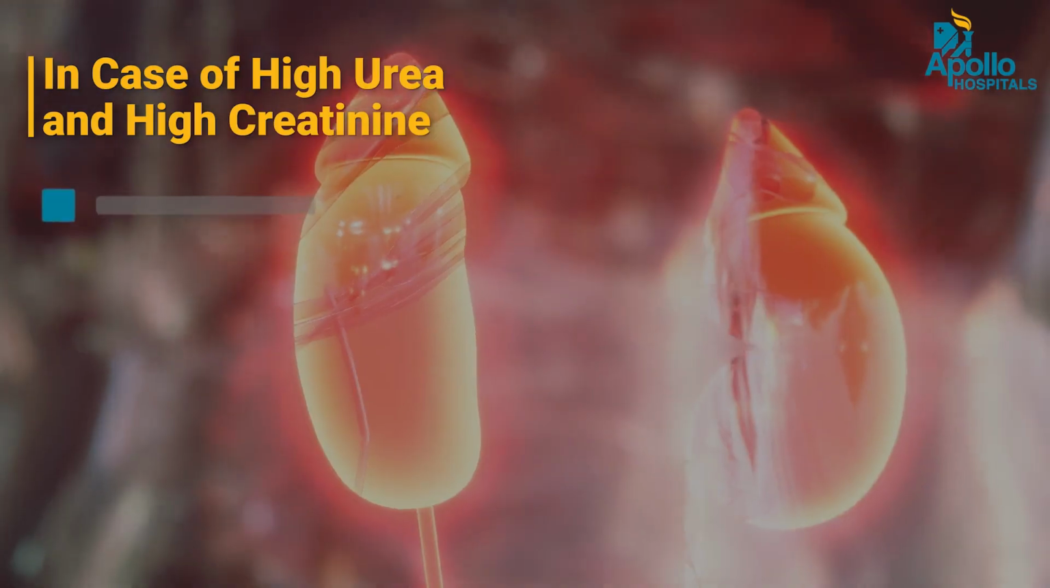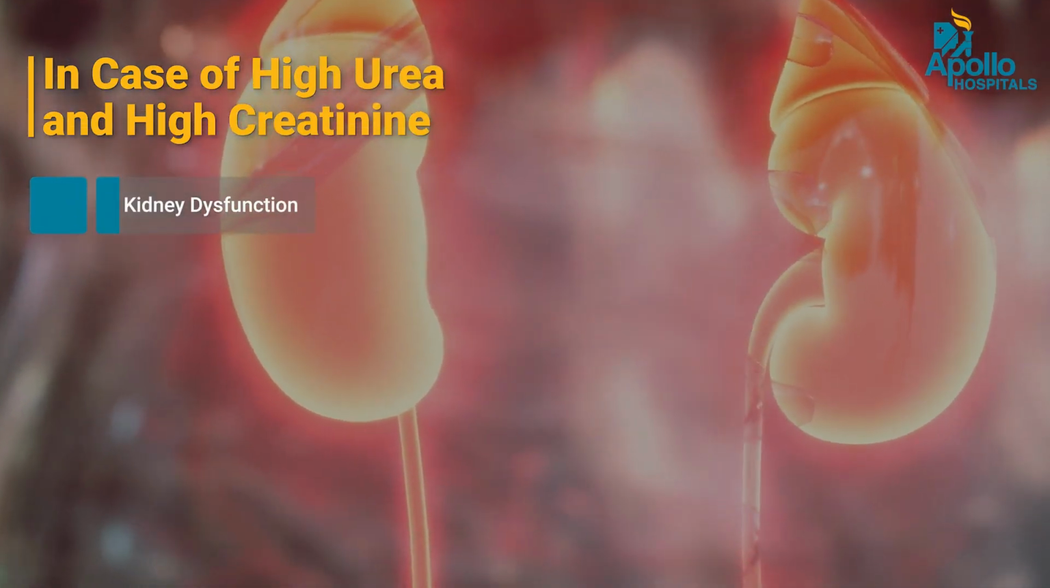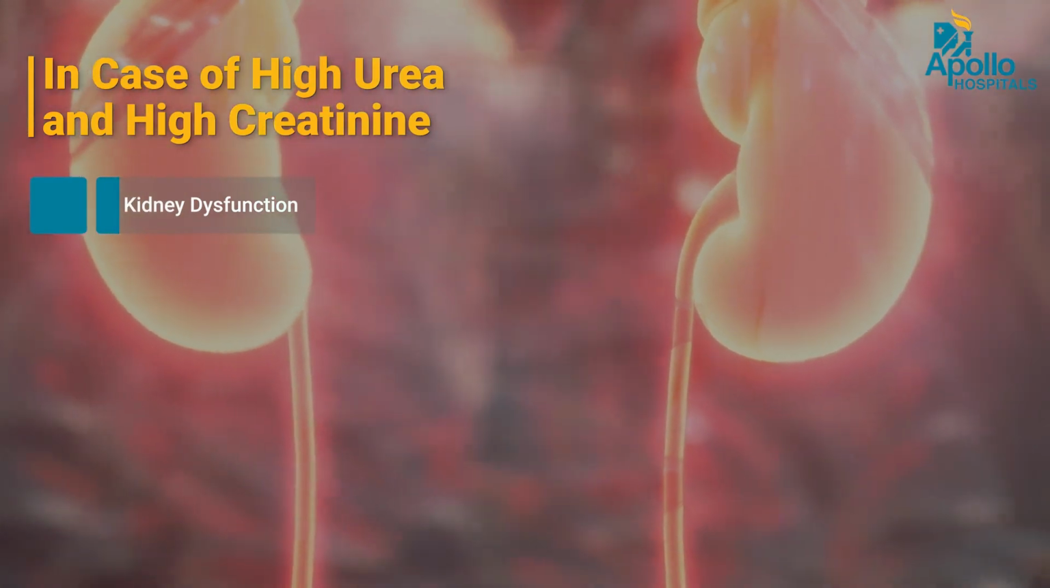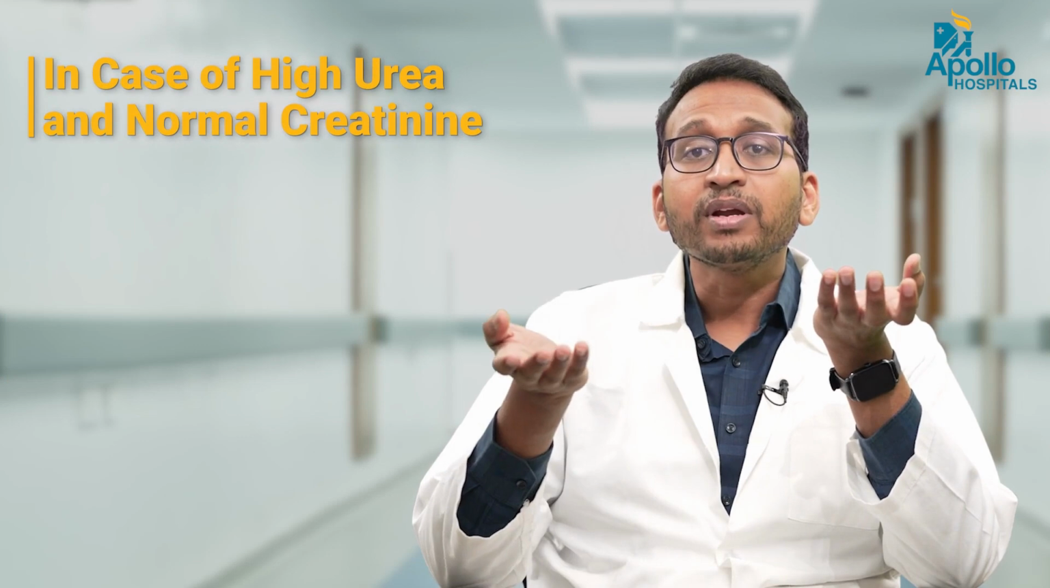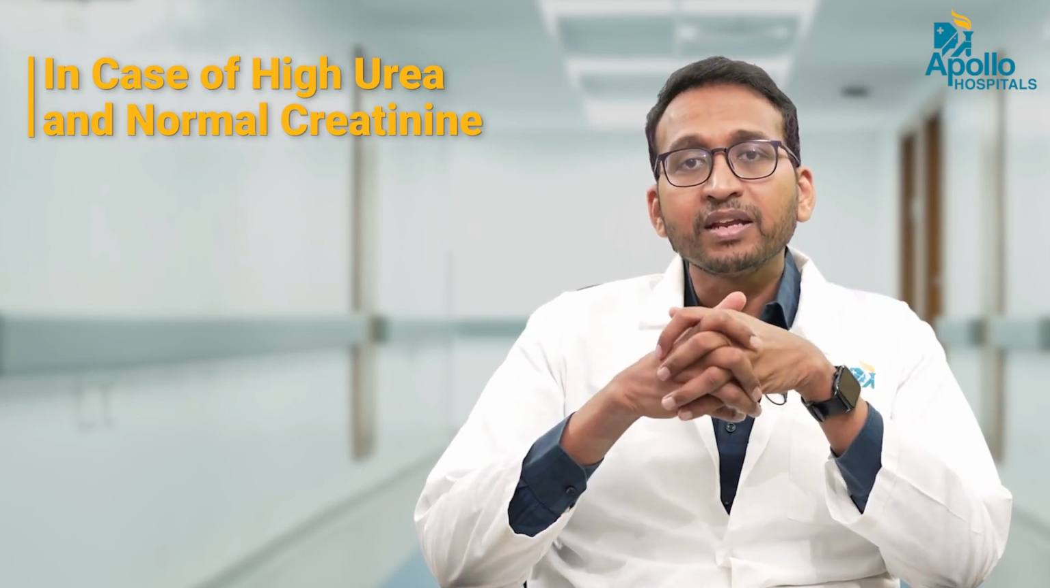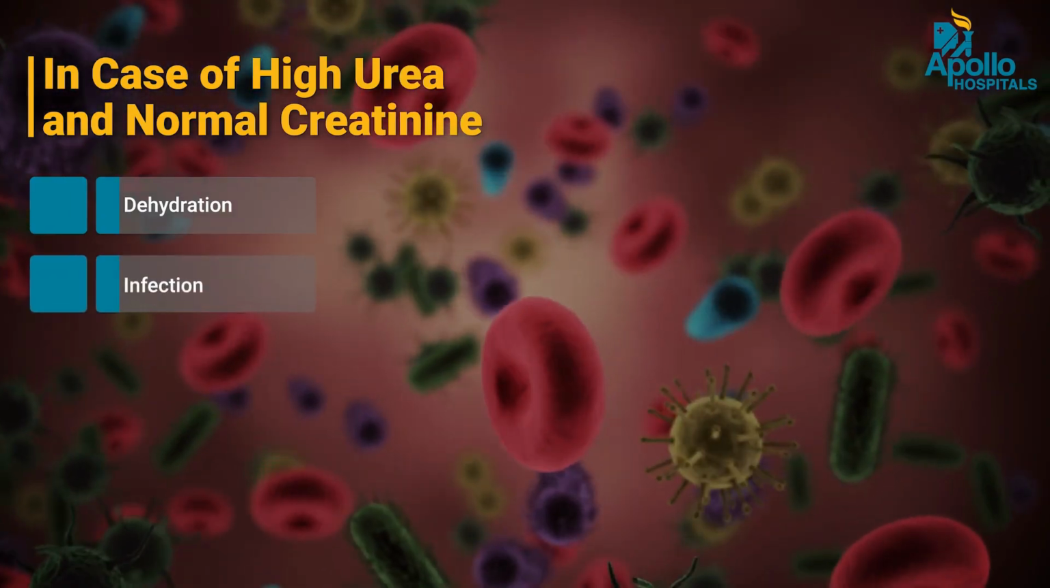Generally, when you have high urea, you look at the creatinine also. If the urea is going up and the creatinine is going up, that means that the kidneys are not functioning well. You need to have your medical consultation from a nephrologist. Now let's look at scenarios where you have elevated blood urea nitrogen, but your creatinine is normal. This happens in conditions like dehydration, infection and GI bleeding.